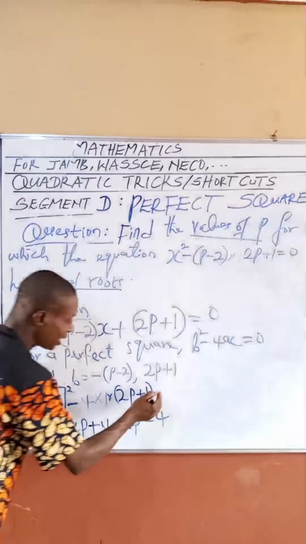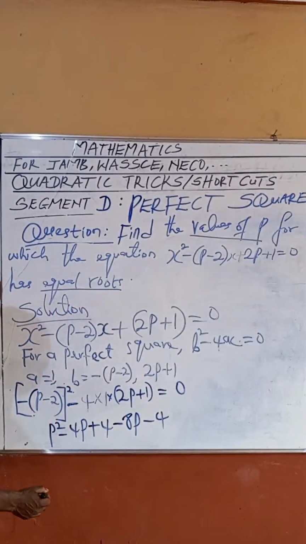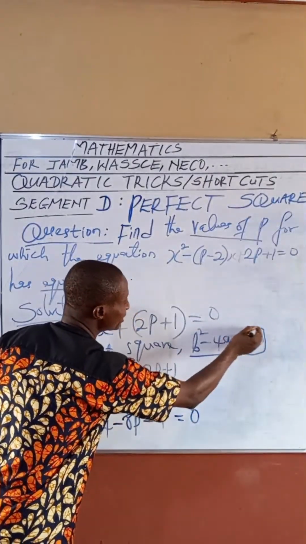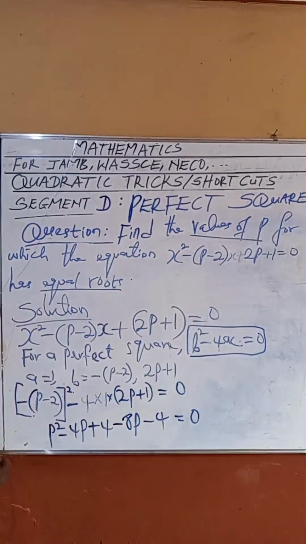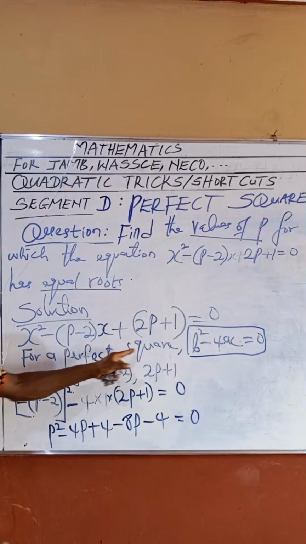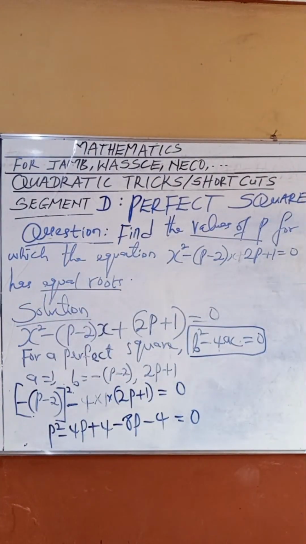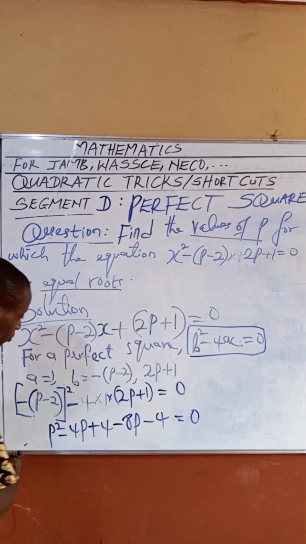So don't forget this is equal to 0. So we are equating it to what? 0. For a perfect square, we are using this one. Don't forget. We are using it. For a perfect square, this is equal to 0. So we go ahead and do what? What do we do next?